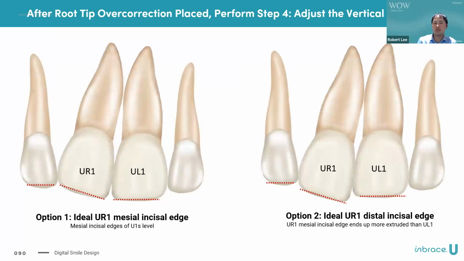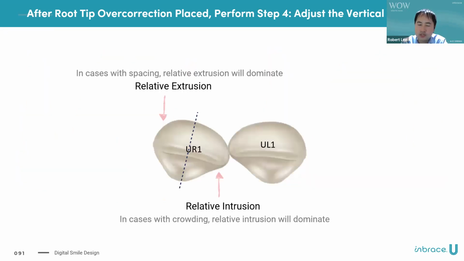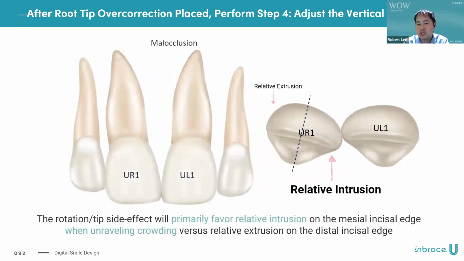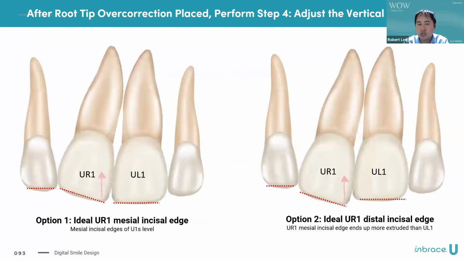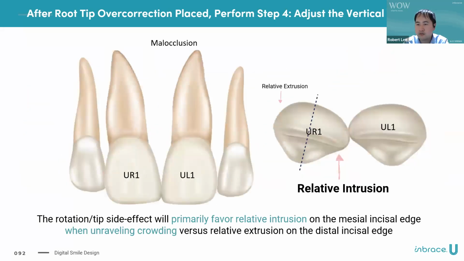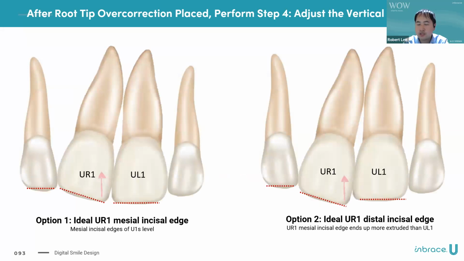So the 2 vertical positions that most providers get confused on, and which one to go with, is either your upper ones are level or your upper right 1, 2 has the proper vertical discrepancy. So the way to kind of work this out is usually the relative intrusion side will dominate because normally there's crowding and normally the tooth is going to come out more to match the arch form. So relative intrusion generally dominates. And so if relative intrusion is dominating, the main thing you're trying to counteract is the relative intrusion side. So that means you want the side that's going to have relative intrusion to be extruded past the ideal.